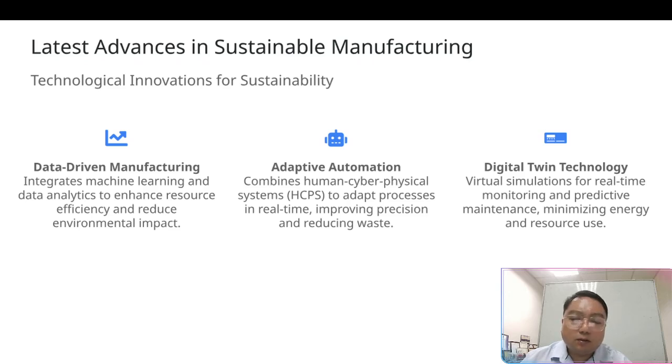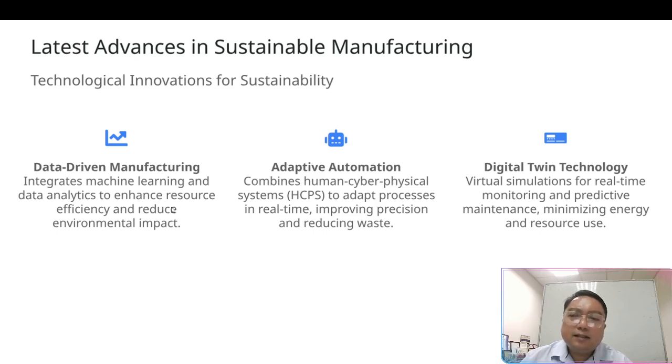This is also important. Okay, the latest advances in sustainable manufacturing. I get this information from the survey thesis that I created, which extracts all the journals related to sustainability. So this is the latest advancement in sustainable manufacturing.